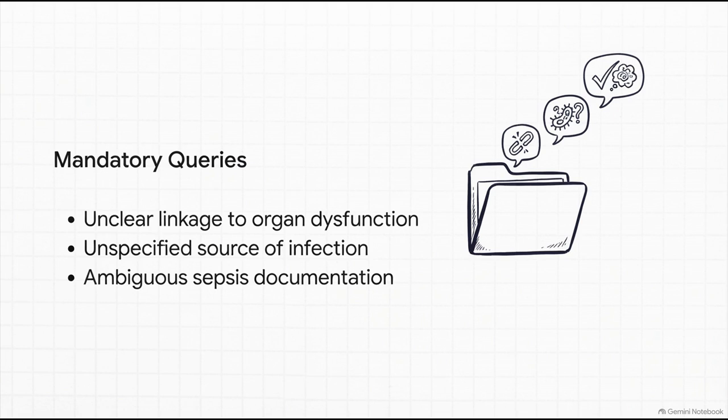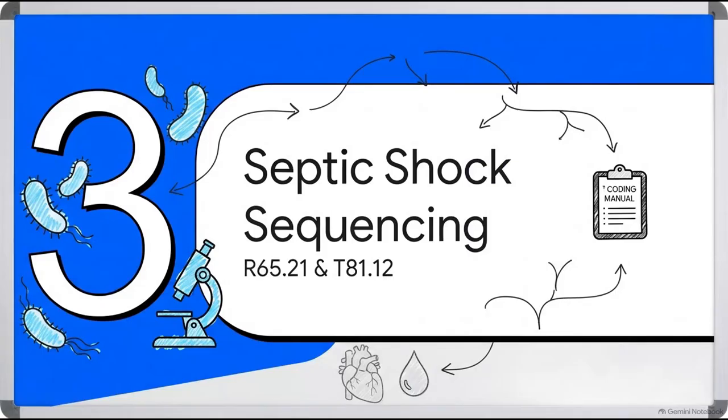You also need to query if the source of the infection is nowhere to be found, or if there's any ambiguous documentation regarding the actual presence of sepsis or septic shock when the clinical indicators are all there. Bottom line, don't guess, query. Section 3. Septic shock sequencing guidelines, R65.21 and T81.12.